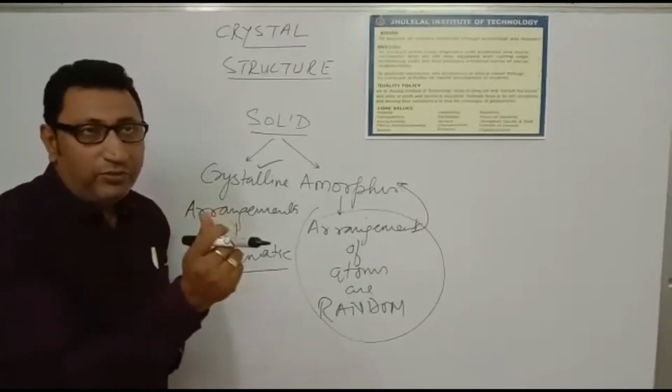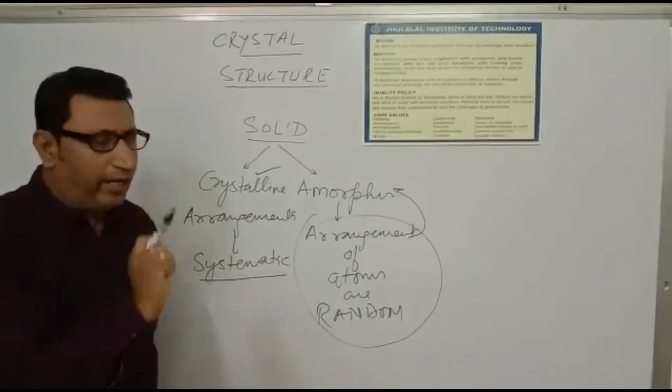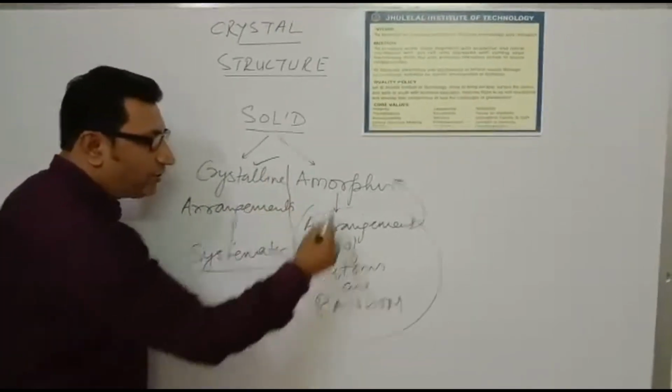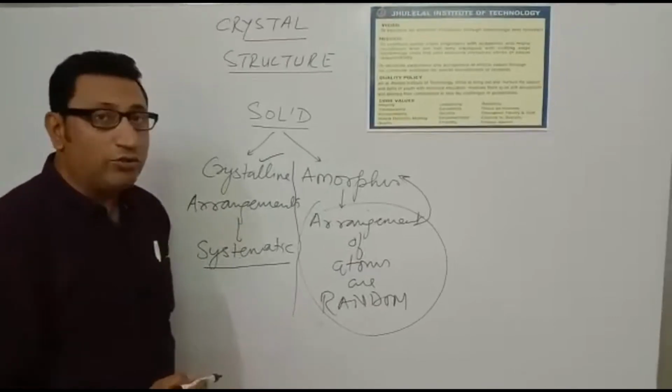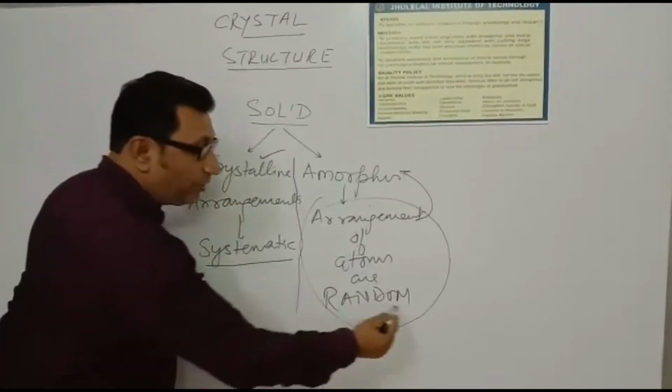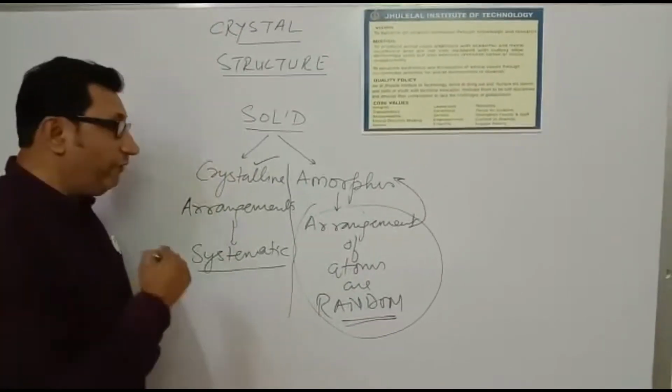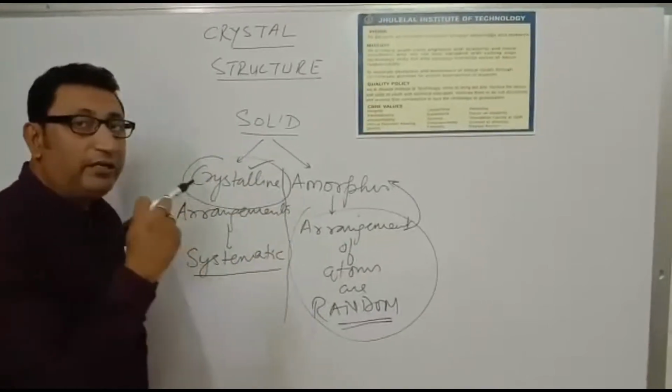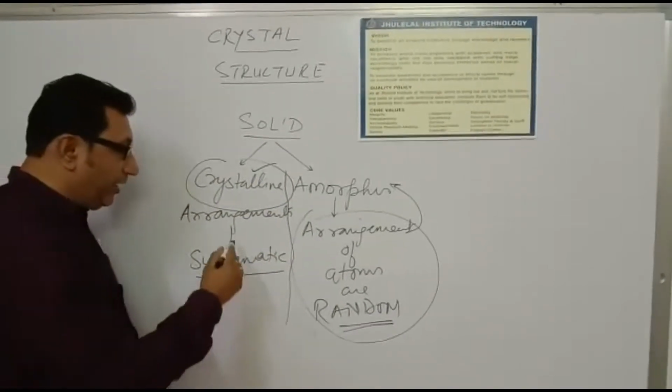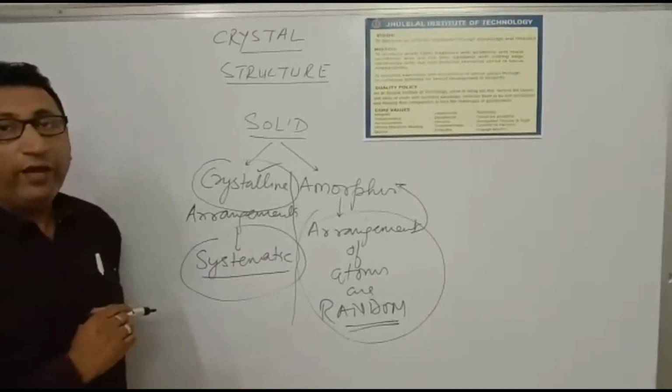So by these examples you can very well make out that the amorphous solids are not strong solids. They are weak solids because of their random arrangement. Whereas the crystalline solids are very tough and strong solids because of their regularity in the arrangement of atoms.